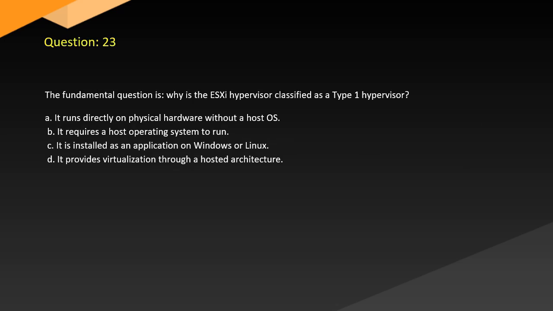Question 23. The fundamental question is, why is the ESXi hypervisor classified as a Type 1 hypervisor? A. It runs directly on physical hardware without a host OS. B. It requires a host operating system to run. C. It is installed as an application on Windows or Linux. D. It provides virtualization through a hosted architecture.